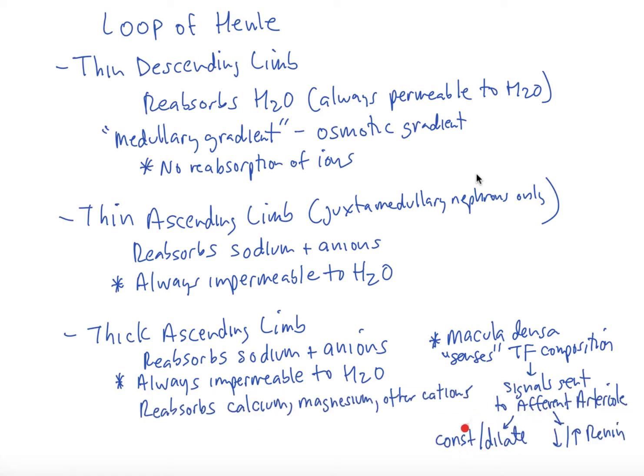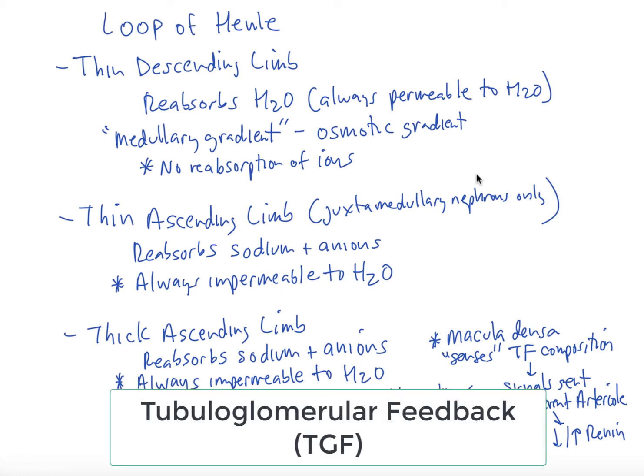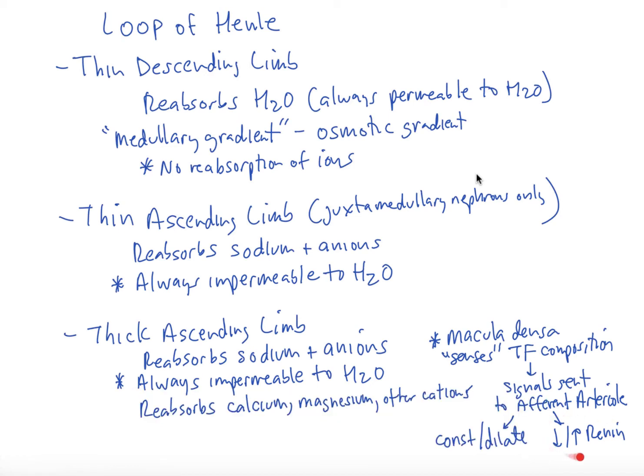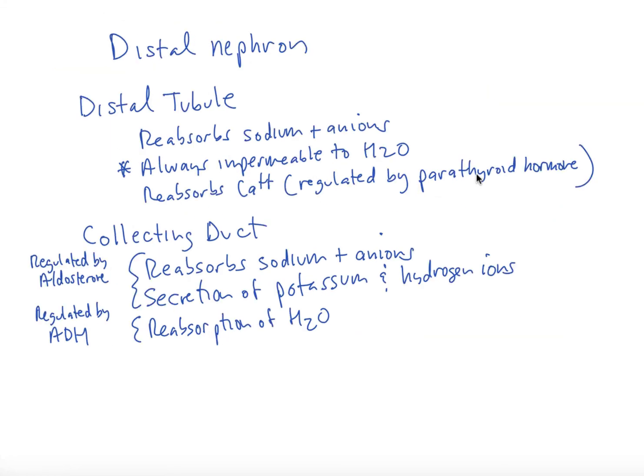So this mechanism of signaling from the macula densa to the afferent arteriole constricting or dilating is called tubuloglomerular feedback, or TGF. And the same signals also regulate renin increasing or decreasing. The adenosine decreases renin, and the prostaglandins increase renin. So it's a very important sensing mechanism and signaling that has important effects on not only the GFR but also renin secretion.